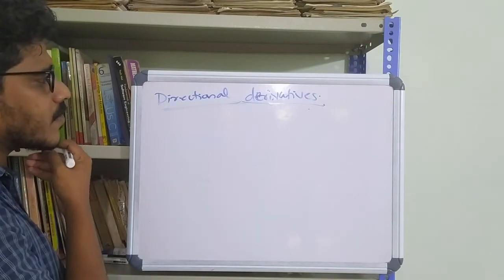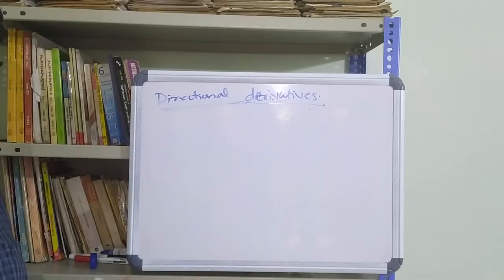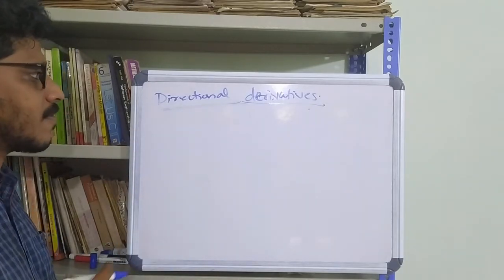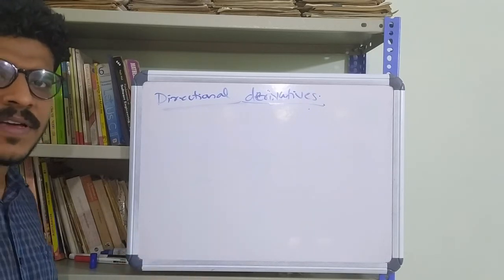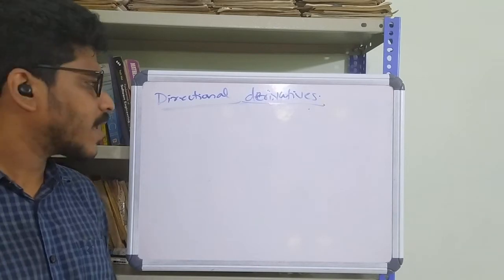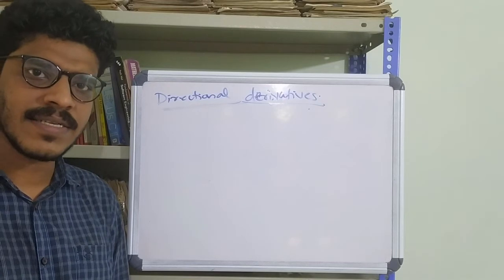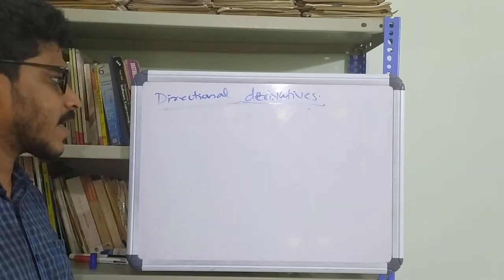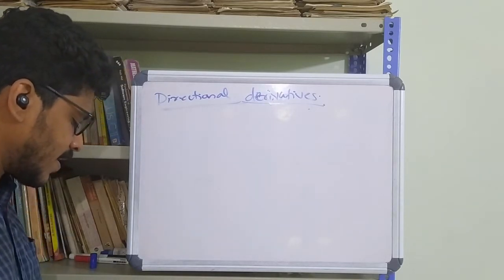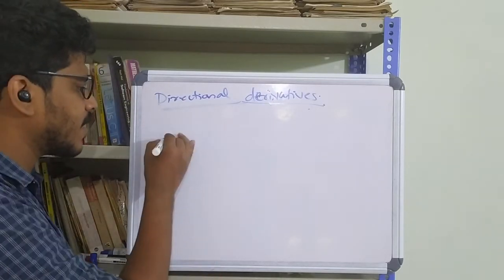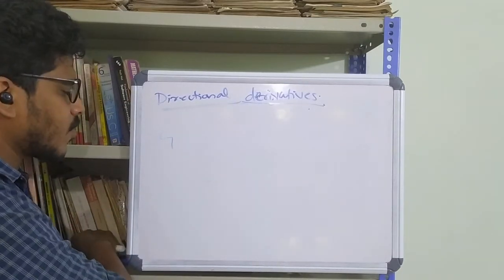Before moving to the directional derivative, remember these two things. Dou f by dou x and dou f by dou y give the rate of change of f, or z, in the x and y direction, and we are not actually confined to only two directions. We can think about more and more directions, and that gives rise to the directional derivative. For ease of defining and explaining the directional derivative, let's first define the gradient of a function.